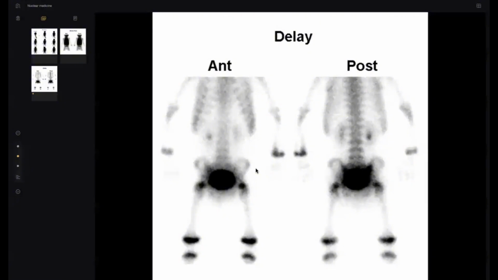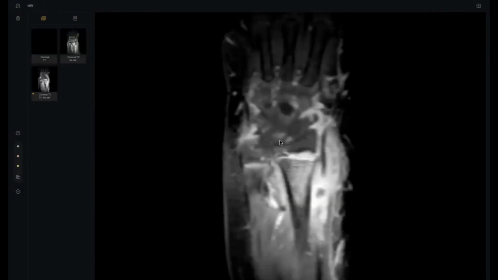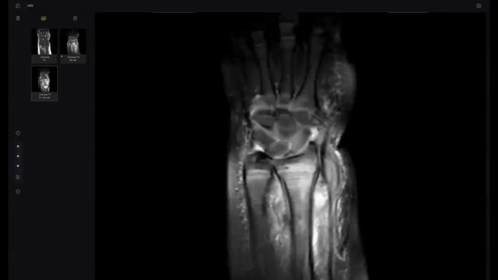Osteomyelitis. Yes, excellent. Let's do another investigation. What else do you want to do? Maybe the MRI that we mentioned. Okay, now this is the MRI, static image. What's your diagnosis?